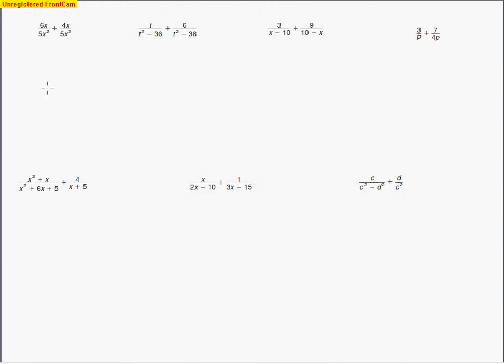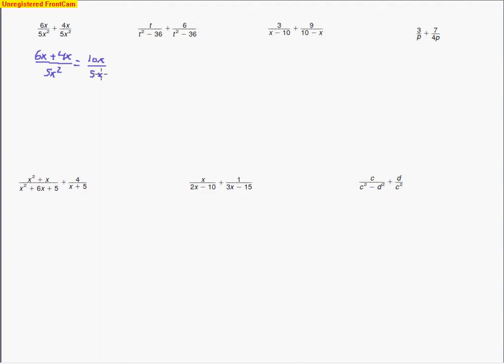So let's take a look at our first one here. The denominators are the same, and so we can just count up how many of the numerators we have. We have 6x plus 4x. And when we rewrite the denominator, you keep the denominator the same, 5x squared. We just add up these two numbers on the top of the fraction. That makes 10x over the 5x squared.